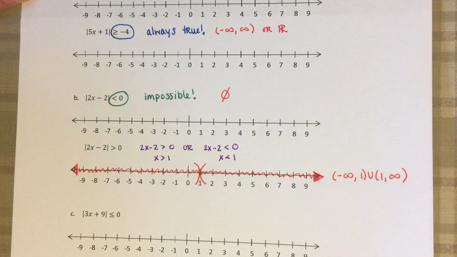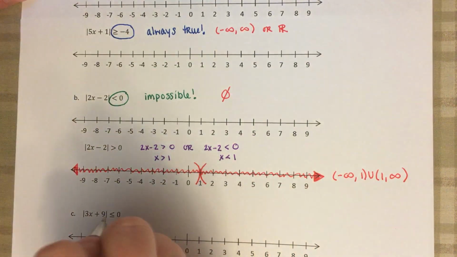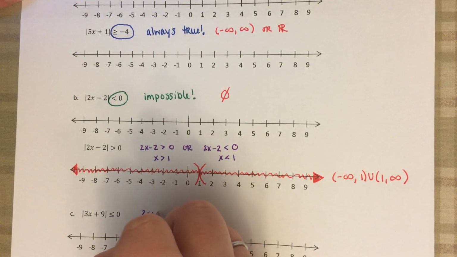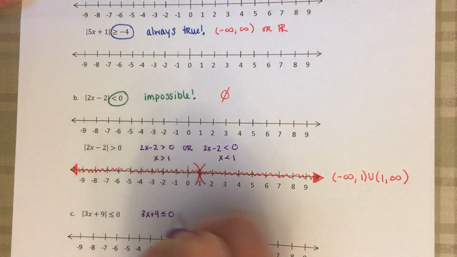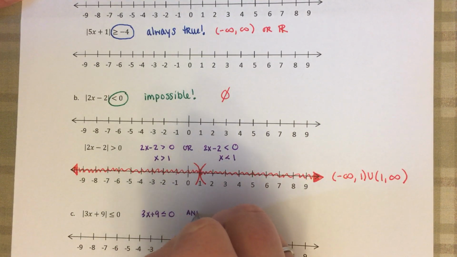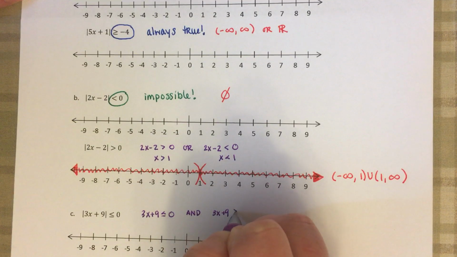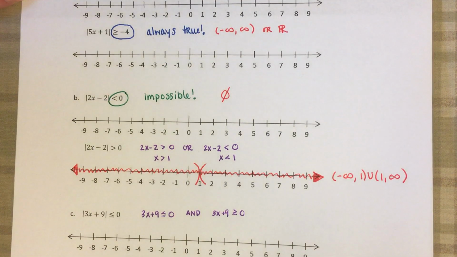Now C is kind of similar. Again, we're not going to have either the empty set or all real numbers. We're going to have something else. So I'm going to do the same thing here. I'm going to rewrite this. I'm going to say that 3x plus 9 is less than or equal to 0, and 3x plus 9 is greater than or equal to 0.